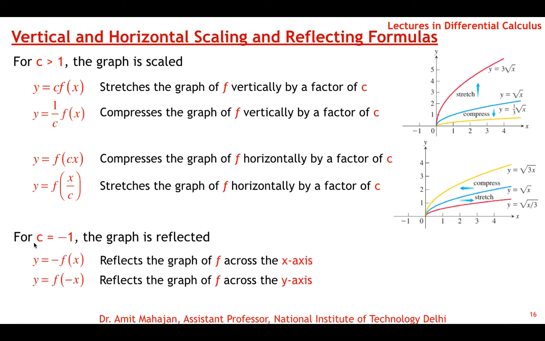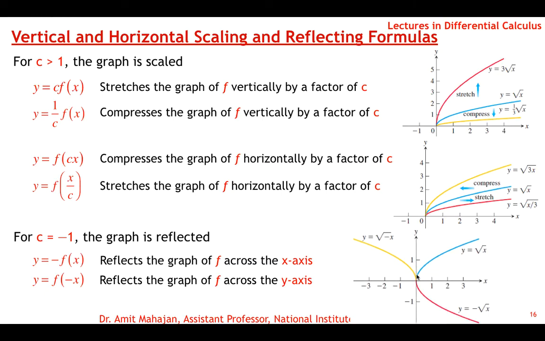And finally for c is equal to -1, the graph is reflected. If c is -1, and I calculate c times f of x, then it will be y is equal to minus f of x, then it reflects the graph of f across the x-axis. And if I multiply f of cx with c equal to minus 1, that means x is replaced with minus x, then it reflects the graph of the function across the y-axis.